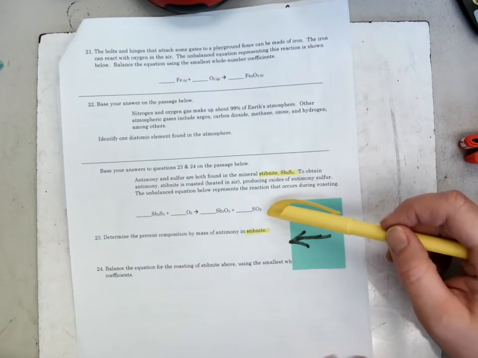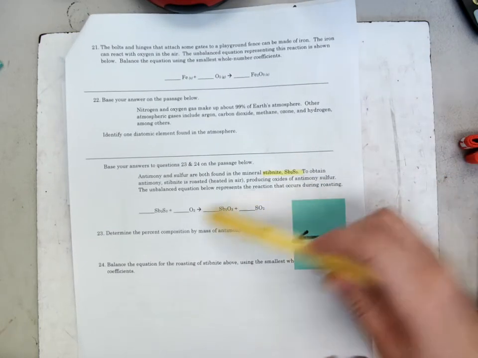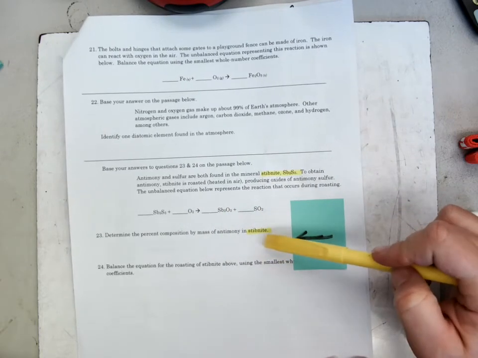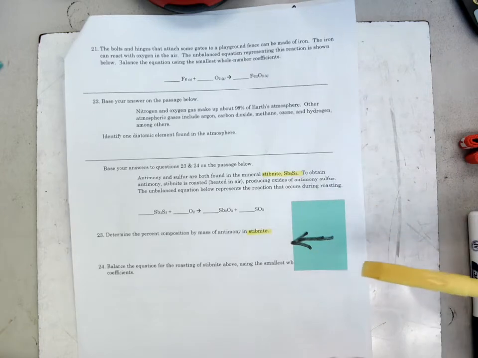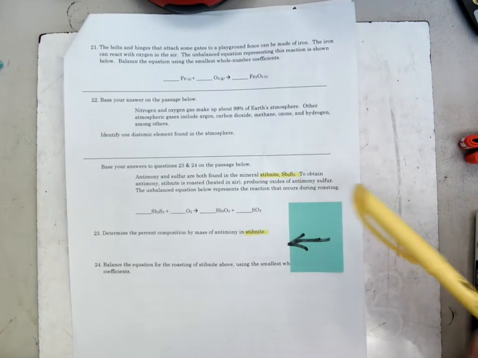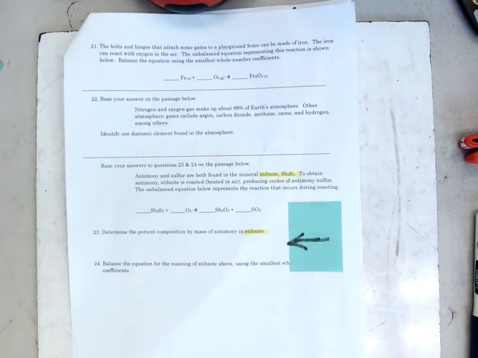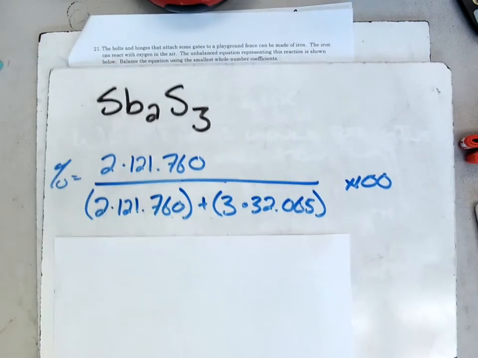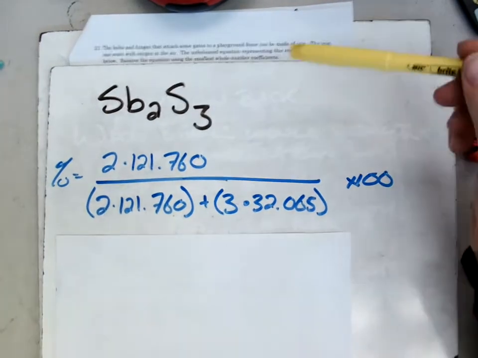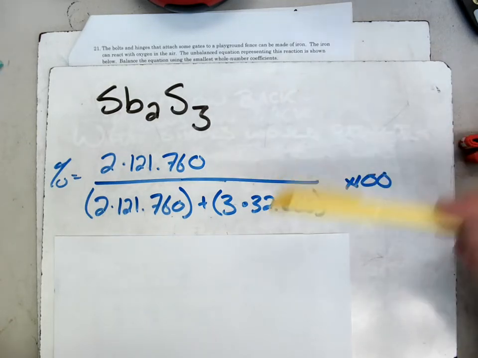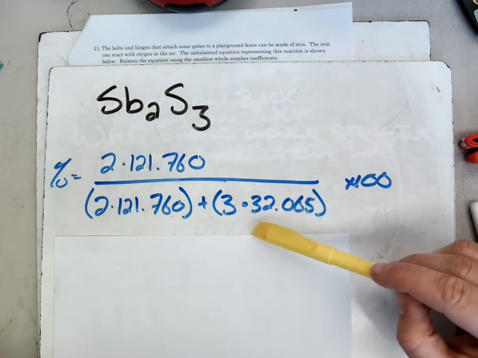We do not need the equation. The rest of this is not involved. Some of you guys did percent compositions that had oxygen in them here. There's no oxygen in stibnite. In stibnite, there's 2 antimonies and 3 sulfurs. So let's work on that. The mass of part is the two antimonies. The mass of whole is the mass of the whole thing.